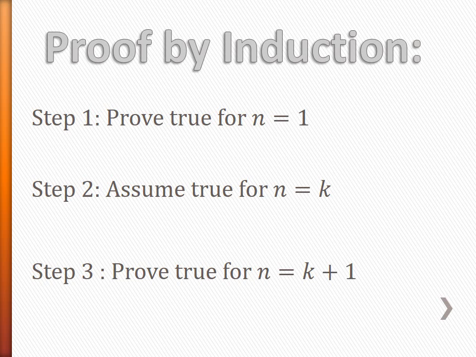There are 3 steps involved in the proof by induction. Step 1 is to prove true for n equals 1. Step 2, assume true for n equals k. And step 3, prove true for n equals k plus 1.